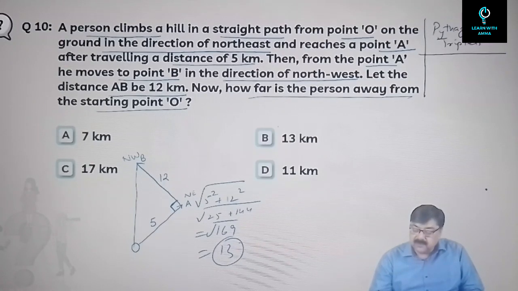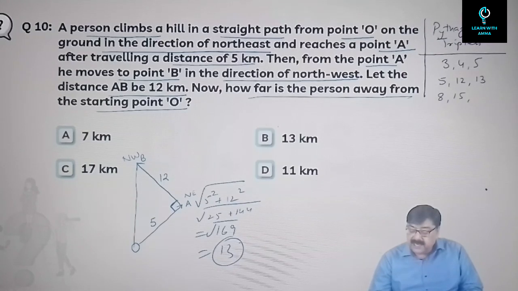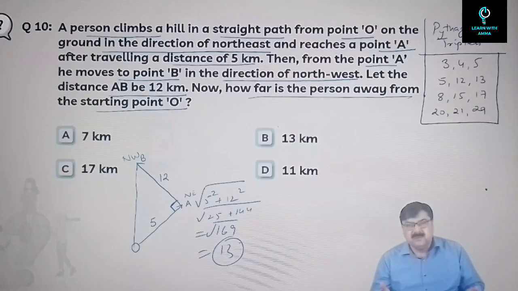Now rather than doing that, I suggest you to memorize Pythagorean triplets. They're going to be of tremendous use to you. Now these are 3, 4, 5. That is 3 square plus 4 square is equal to 5 square. That is 9 plus 16 is 25. Then 5, 12, 13. Then 8, 15 and 17. And then 20, 21 and 29. Now there are multiples also. That is 30, 40, 50 or 6, 8, 10.